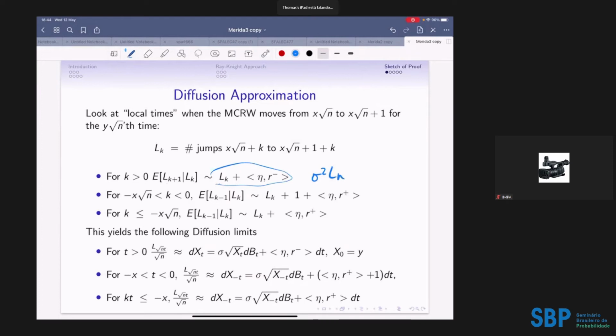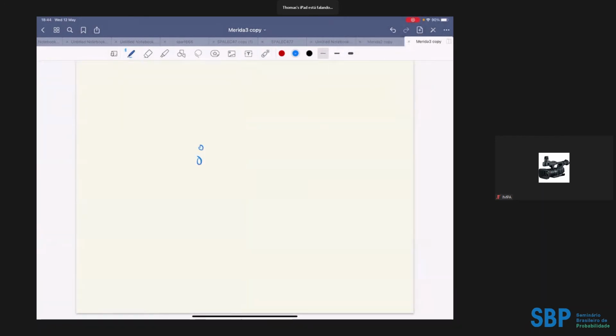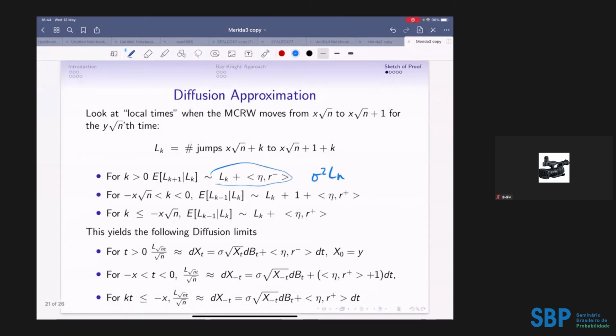Here, if you're looking at K less than minus X square root of N. So here's 0. Let's suppose this is X square root of N. We've looked at what happens. You look at when this is Y square root of N. You look at what happens as you move to the right. As you move along here, you're going to get this sort of behavior with a 1 here. And again, always the variance is sigma squared.